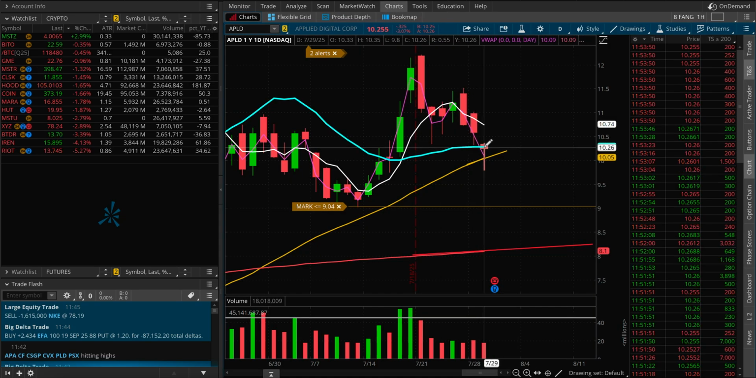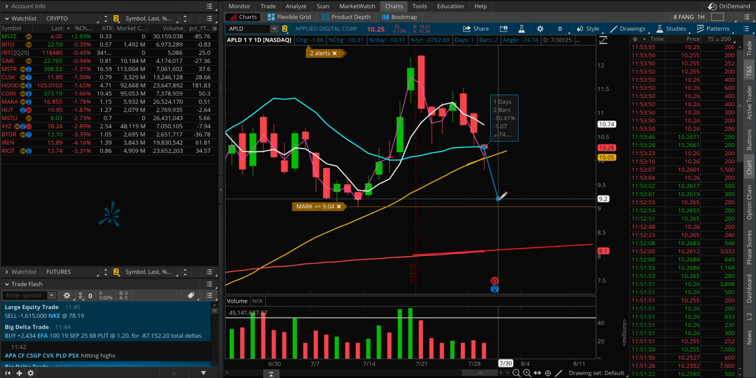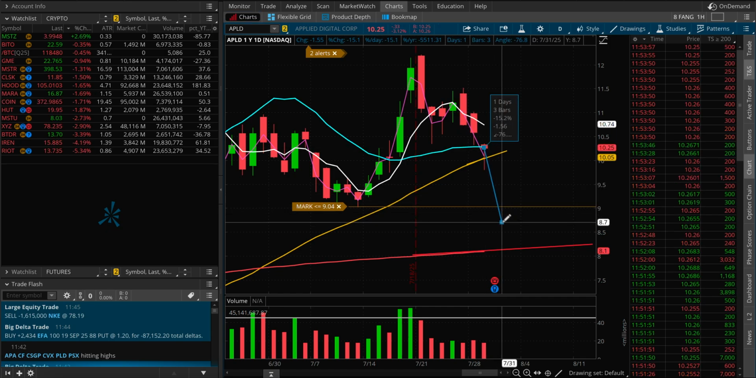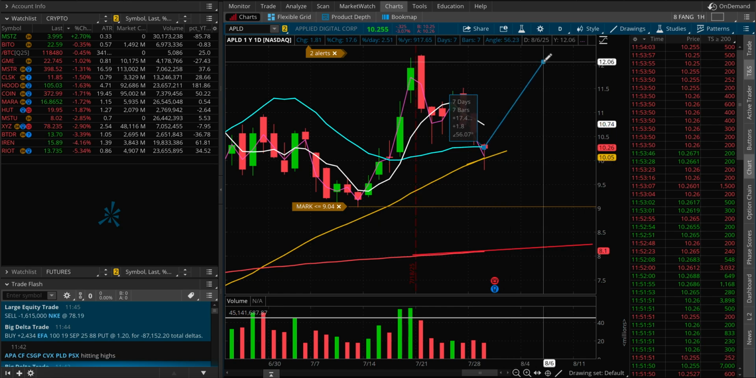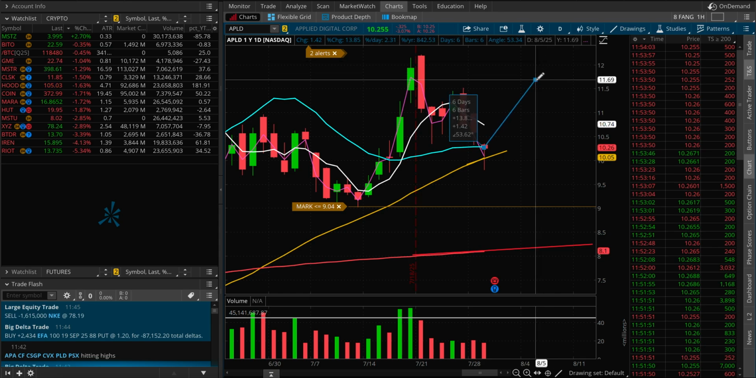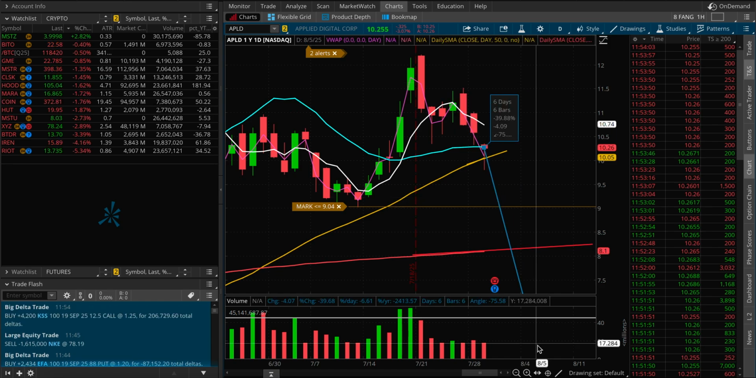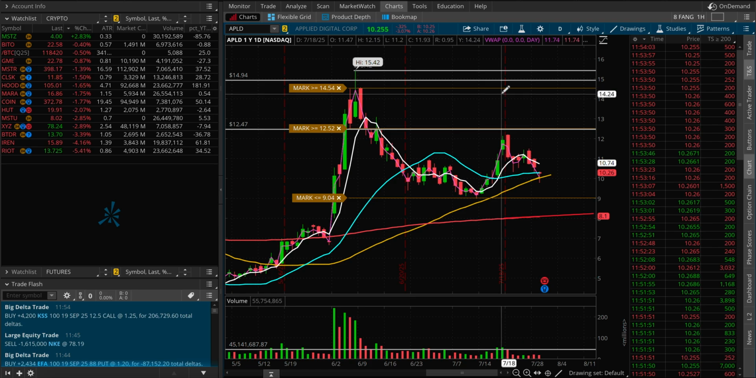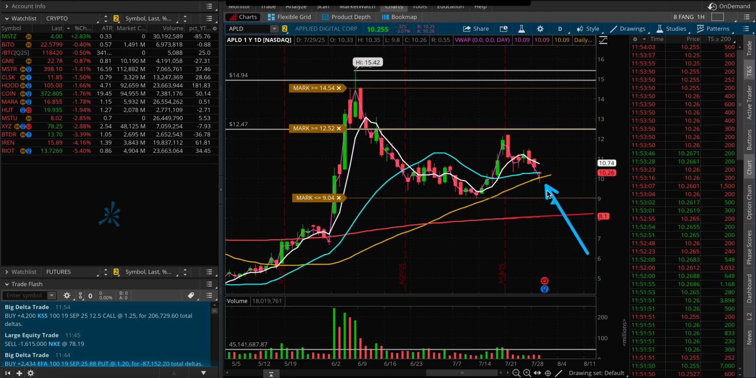If we measure from wherever it is sitting, one standard deviation move would bring the stock down to around $8.70, or it could pop the stock all the way back to around $11.50, $11.75, in this range.